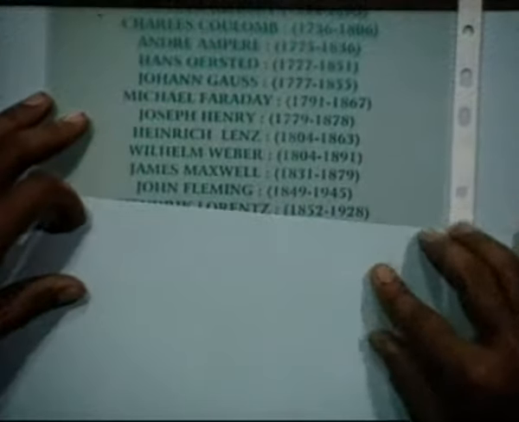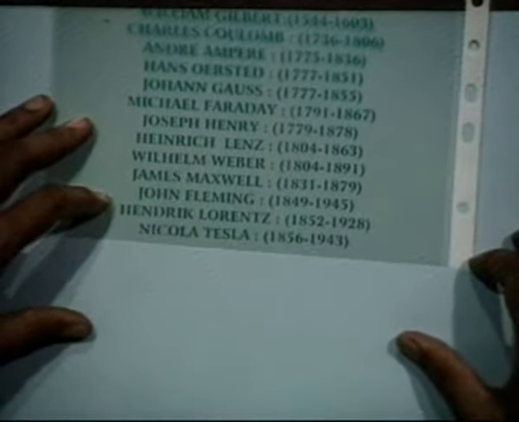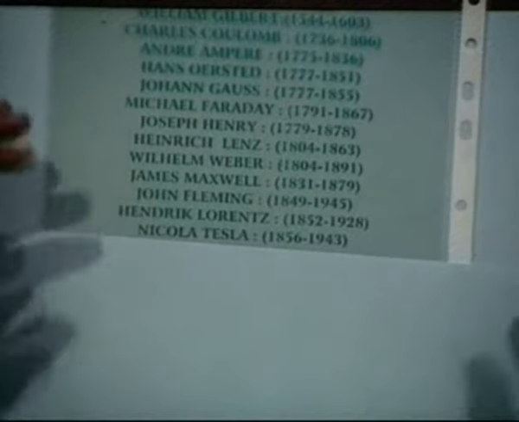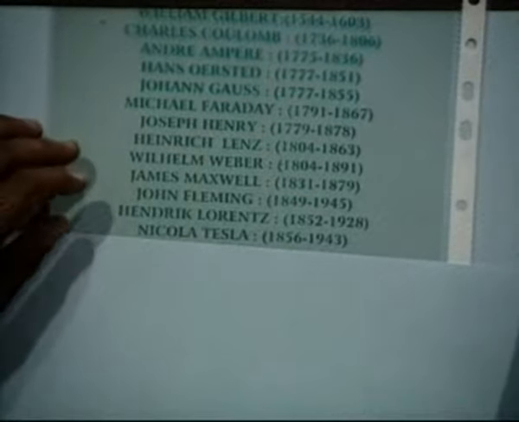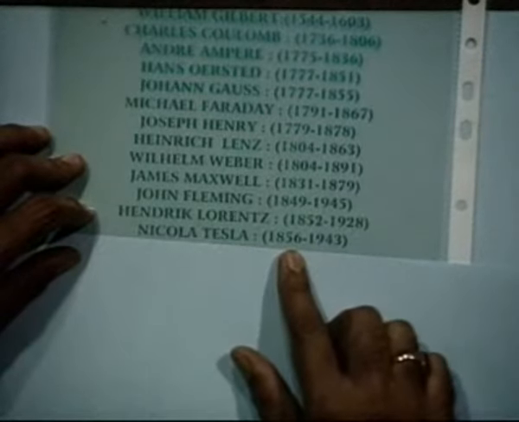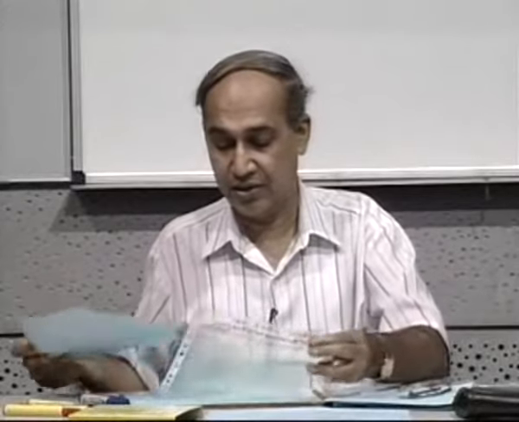1928, and finally Tesla, who has contributed a lot to the development of electrical machines, and more so induction machines, 1856 to 1943. Now these are the scientists with whom you are fairly familiar, and the development of motors over a period is as follows.